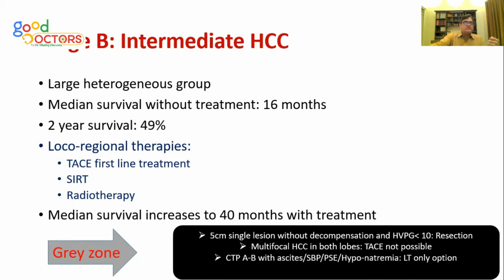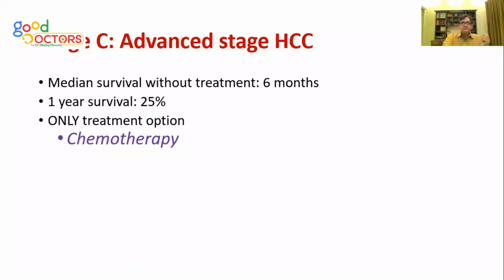But then there will be patients with multifocal tumor, multiple tumors spread all over the liver. They are stage B, but they can't be treated with locoregional therapy. The only option for them is chemotherapy. So this group needs further subdivisions and obviously subclassifications to decide the treatment in this particular group.